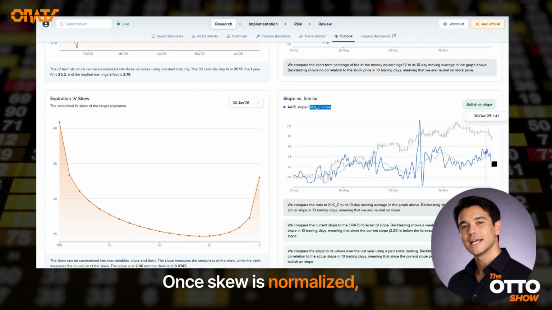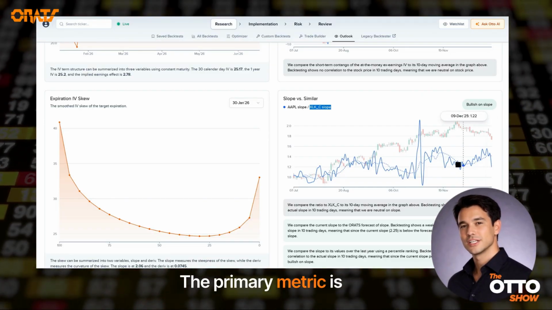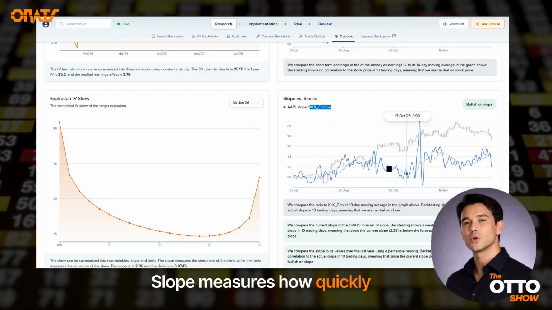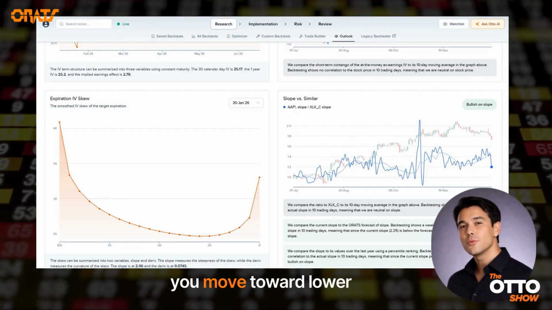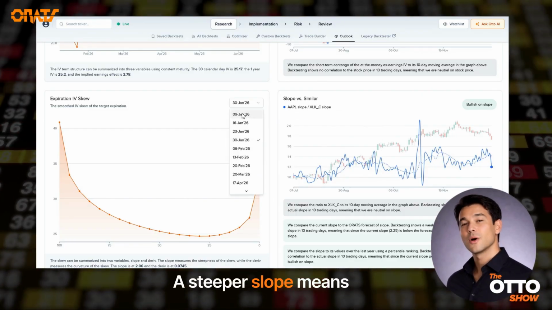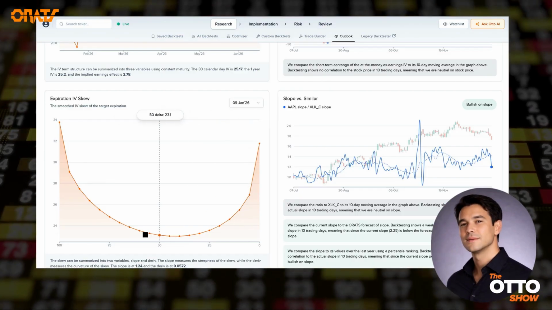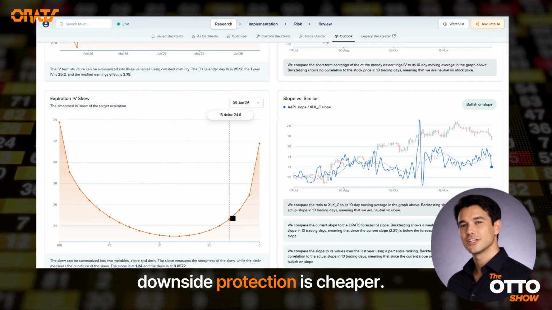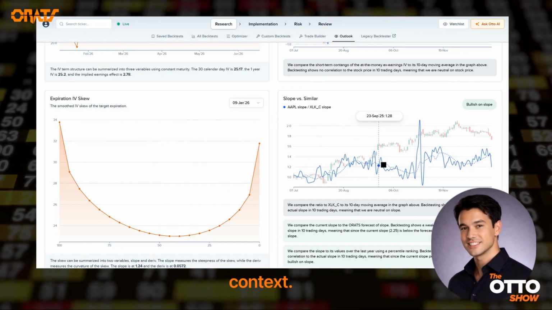Once skew is normalized, it can be measured. The primary metric is slope. Slope measures how quickly implied volatility rises as you move toward lower deltas. A steeper slope means downside protection is expensive. A flatter slope means downside protection is cheaper. Slope matters most in context.